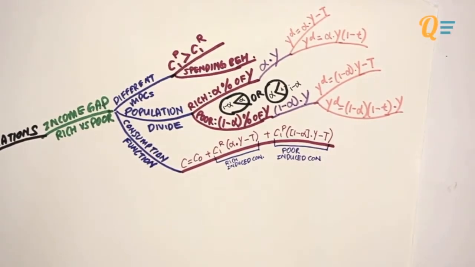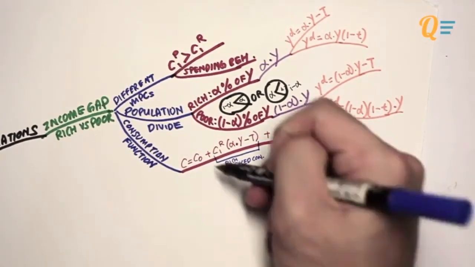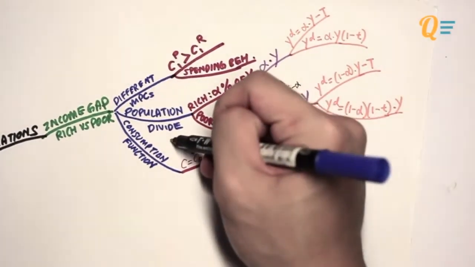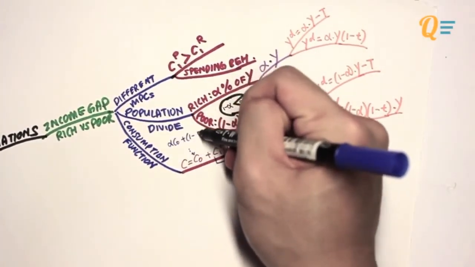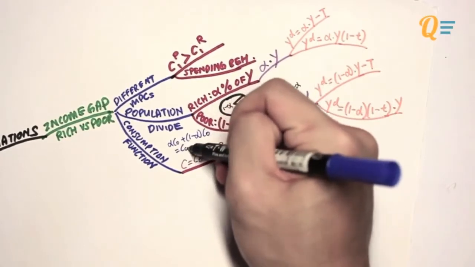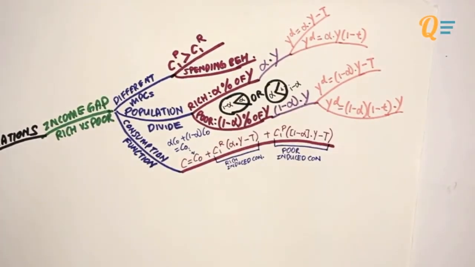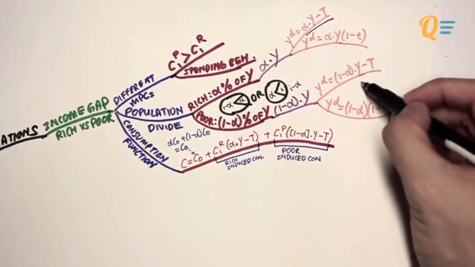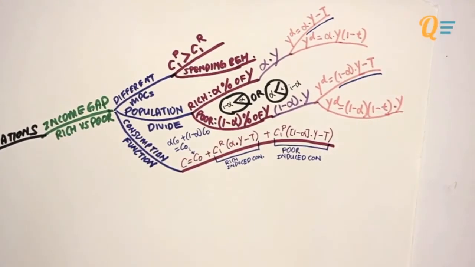You might be wondering, if we're going to split up C1, why don't we split up C0? Well, there's no point. If you're going to split up C0 into alpha and 1 minus alpha, you're just going to get back C0 if you're going to expand the brackets on this equation. So as you can see, we have actually used this disposable income right here in this consumption function.